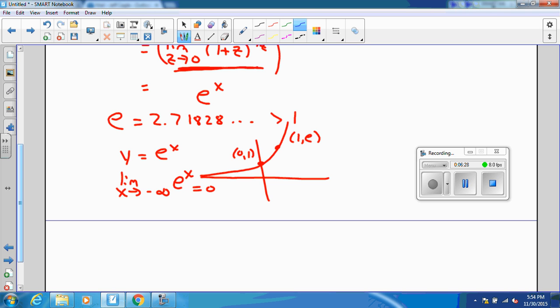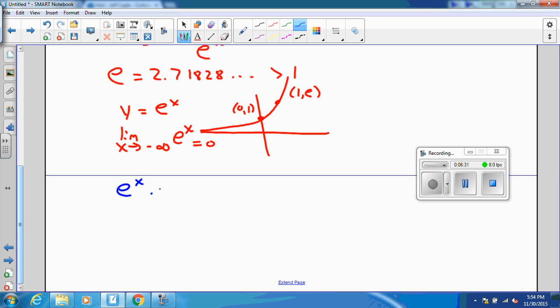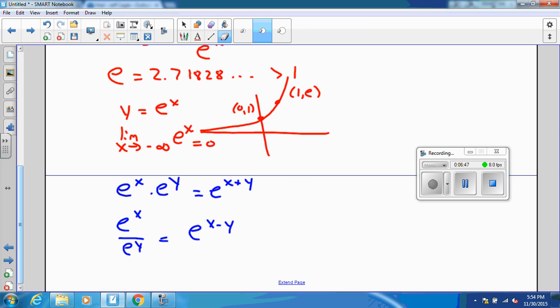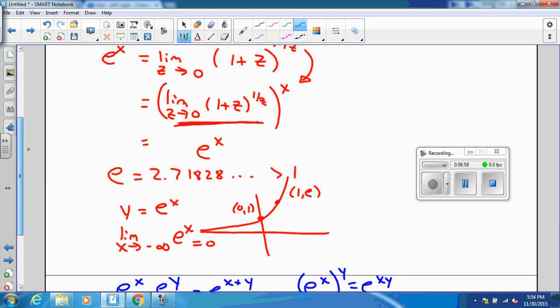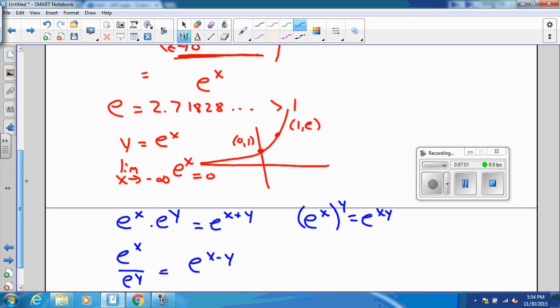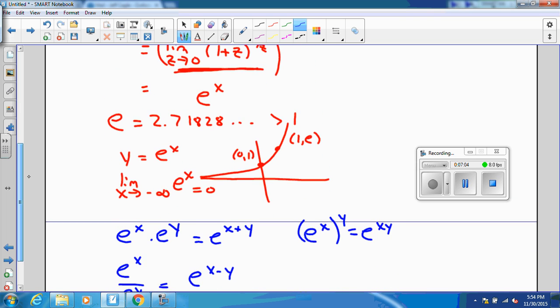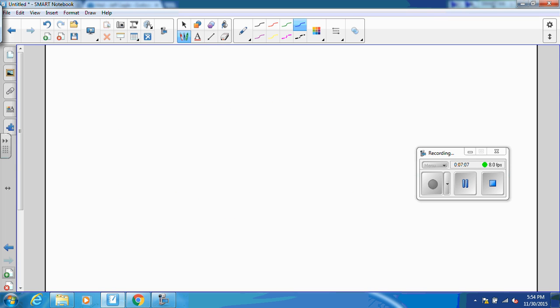So that's pretty nice. We also can observe that e to the x is going to obey the same 3 exponential rules that all exponential functions obey. The product rule, the quotient rule, and the power rule. Just like so. So this just raises an interesting question, and that is, what is the derivative of our exponential function?